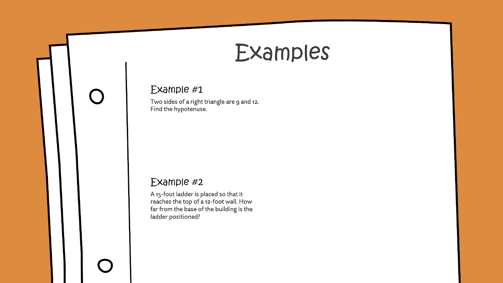Examples. Example number 1. Two sides of a right triangle are 9 and 12. Find the hypotenuse. So first we're going to start out by drawing our triangle. I labeled sides A and B. A is going to be 9, B is going to be 12, and then in this scenario we're solving for C. So using our formula, a squared plus b squared equals c squared, we're going to plug in our values for A and B, which is 9 and 12.